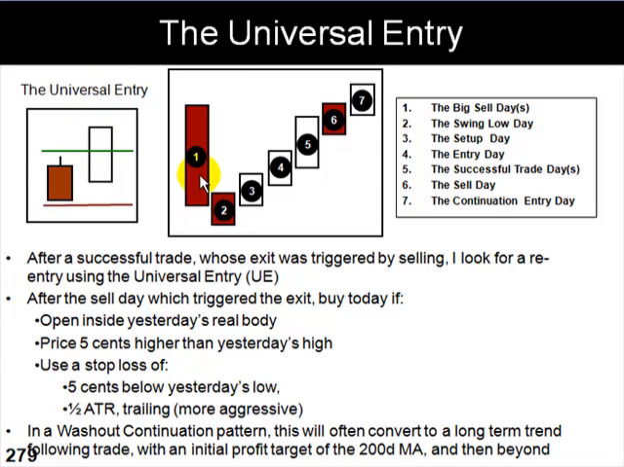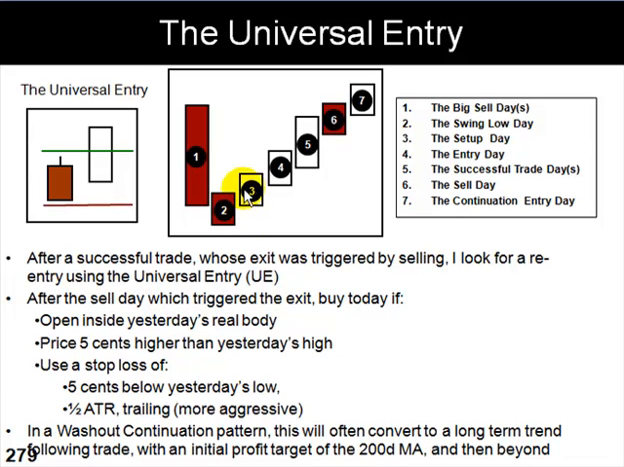Now here's an example of what could be a washout pattern, where red candle number 1 is the big sell. It could be a max pain big sell, could be a washout big sell, could be 5 days down that looks like a big red candle. For the washout pattern, candle number 2 is the last day of the selling. Candle 3 is the setup day, and we see the 3 characteristics of the washout setup day.